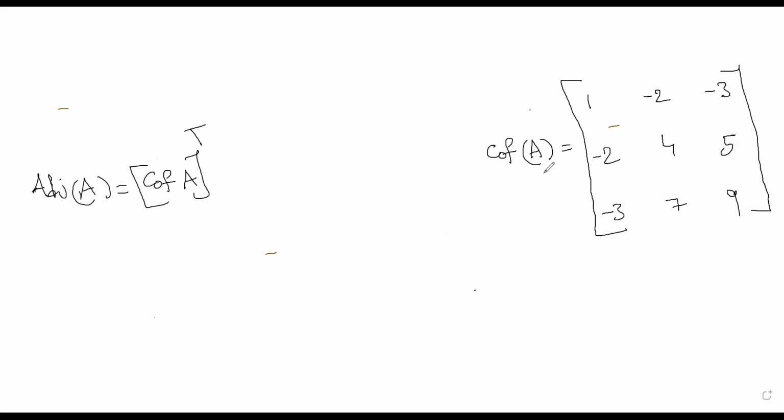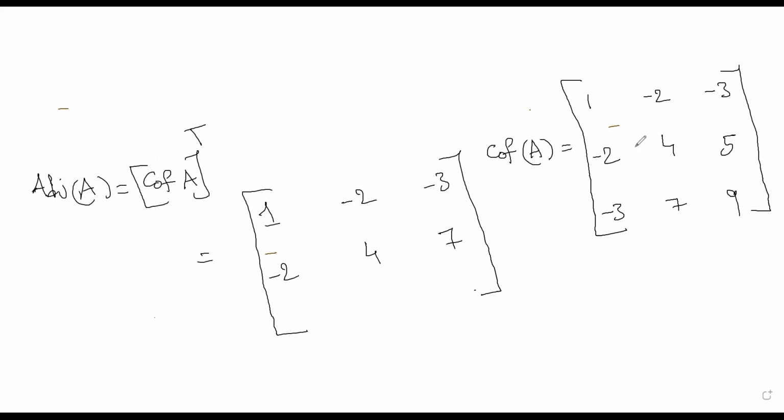For this matrix, you take the transpose. Now that is 1, minus 2, minus 3. Then 2, minus 3... 1, minus 2, minus 3. Minus 2, 4, 7. Minus 3, 5, 9. That's the adjoint of A.